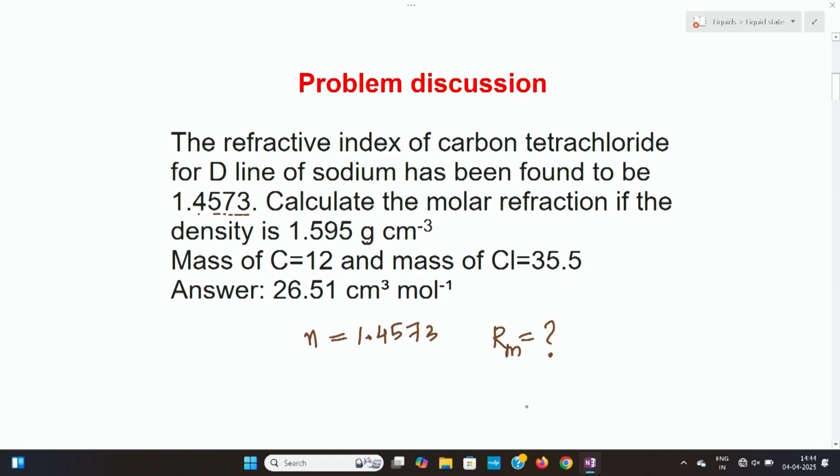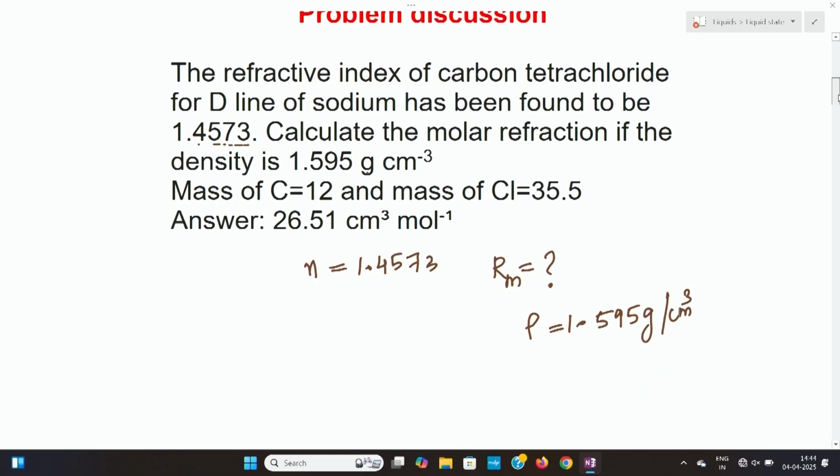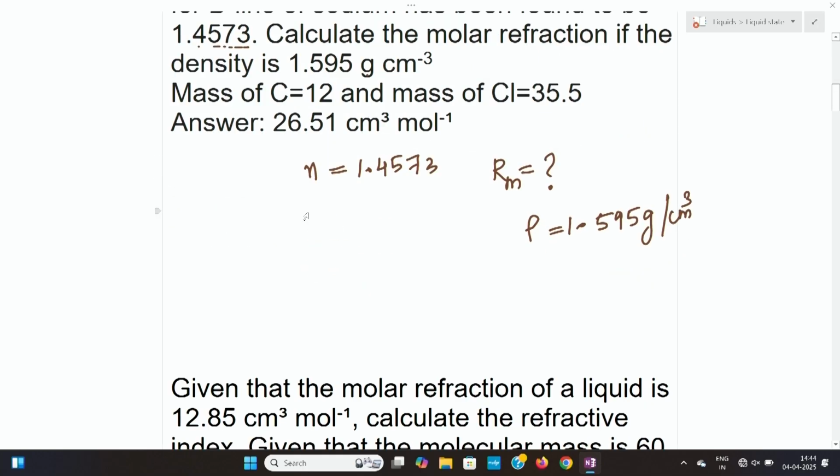And the density is given, that is 1.595 gram per centimeter cube. So, all these values are given. Then we have to find out the molar refraction. To find the molar refraction, we have an equation: Rm is equal to n square minus 1 divided by n square plus 2 into M by rho.